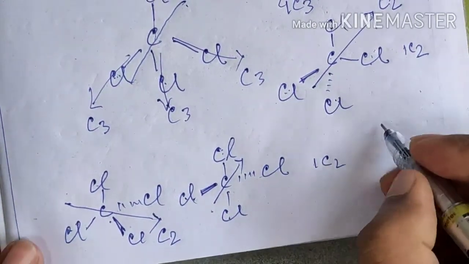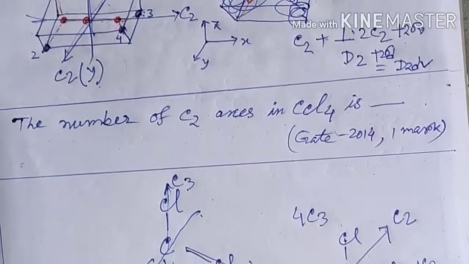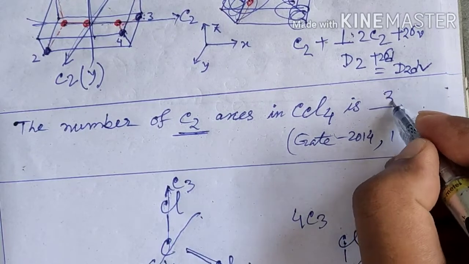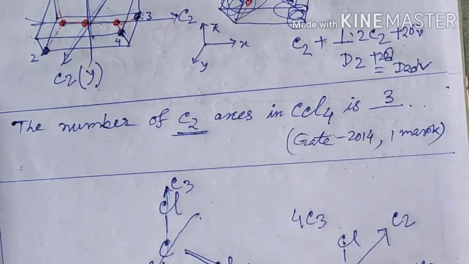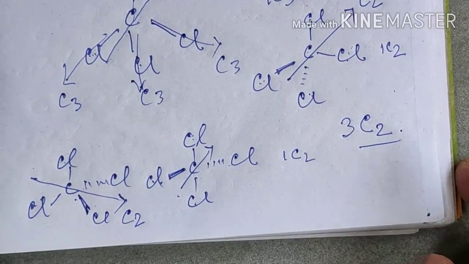That means we can see that there are in total 3 C2 axes, and we are asked to say the number of C2 axes, that is, it is 3. Is it clear? Now let's see the next question.